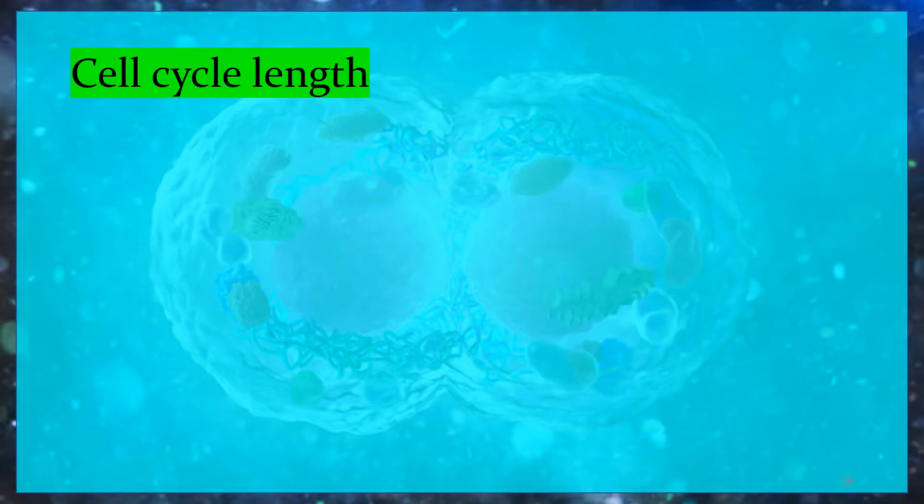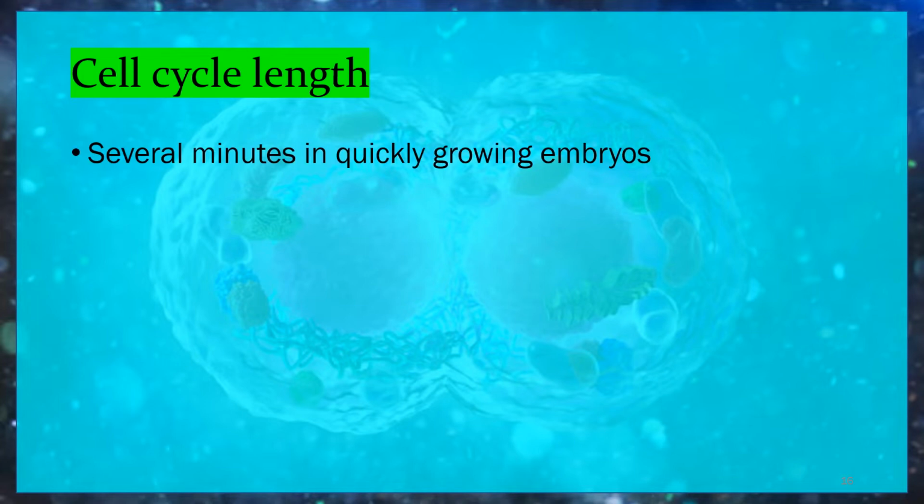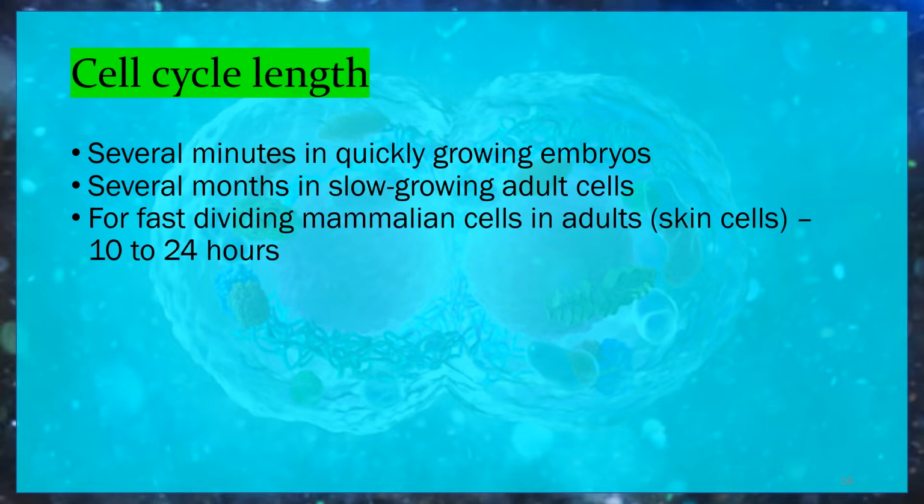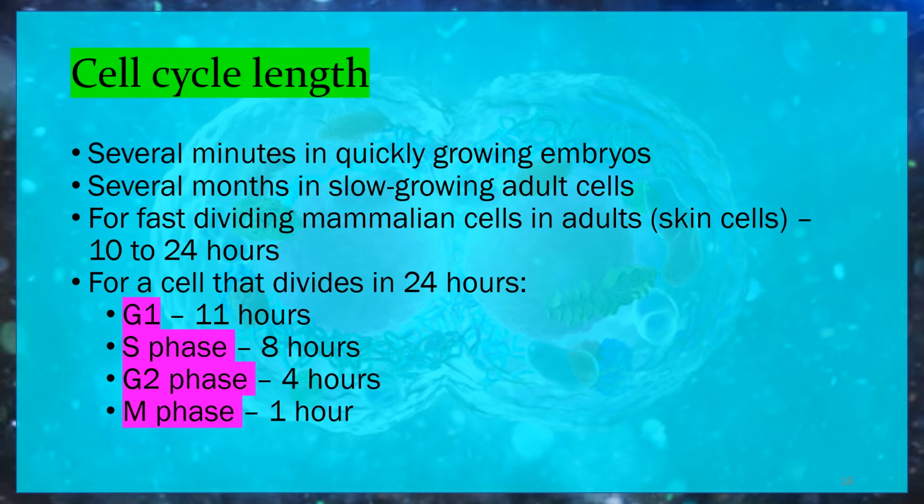Cell cycle length. Several minutes in quickly growing embryos. It takes several months in slow growing adult cells. For fast dividing mammalian cells in adults, such as skin cells, it takes only 10 to 24 hours. For a cell that divides in 24 hours, okay, 11 hours is devoted to G1, 8 hours is devoted to S, 4 hours is devoted to G2, and 1 hour is devoted to mitosis.